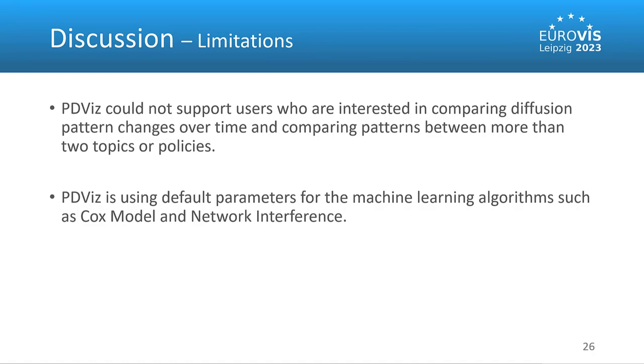In this work, we use computational algorithms such as the Cox model and network inference with their default parameters. Optimal parameters for the algorithms are not clear. However, allowing users to change them in the interface would be helpful for their analysis.